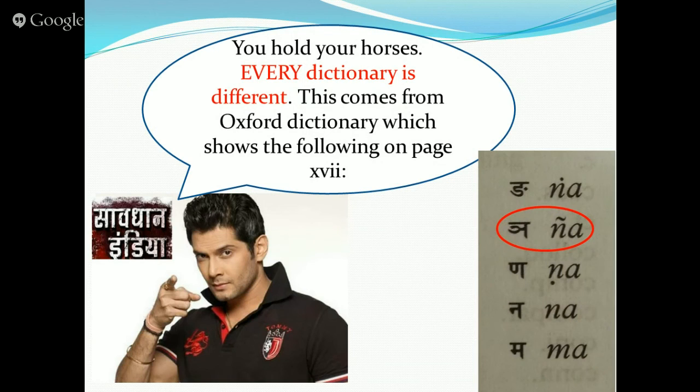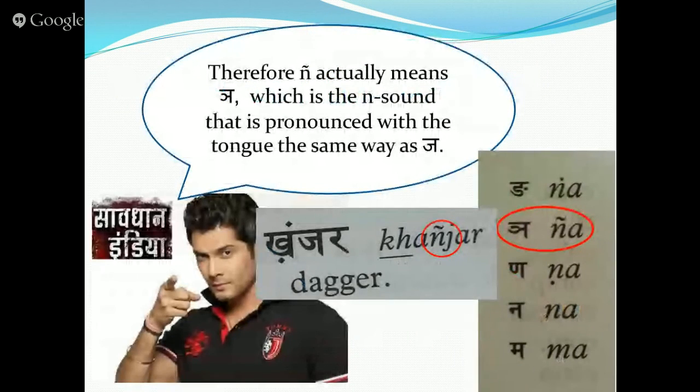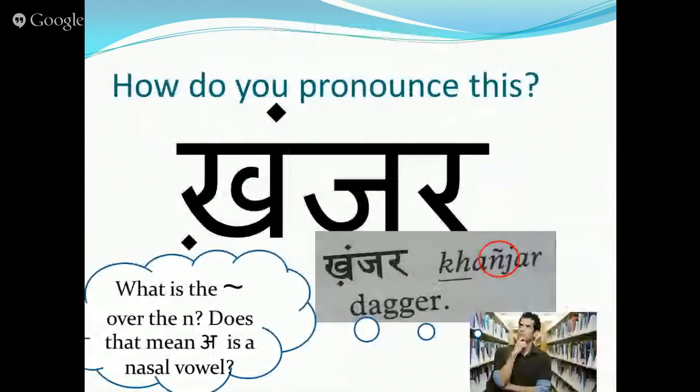On page XVII, number 18 of the preface of the Oxford English Dictionary, we will see that the N with the squiggly line over it actually is an N sound. It is the N sound that belongs to ch and j. And so this has nothing to do with a nasalized vowel. It is an N sound. It's an N conjunct with j. And so this is pronounced conjure, conjure.